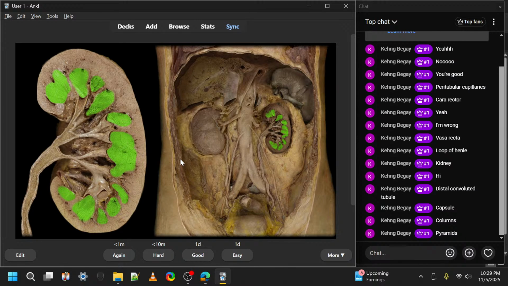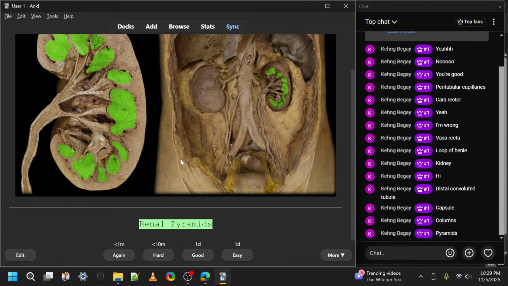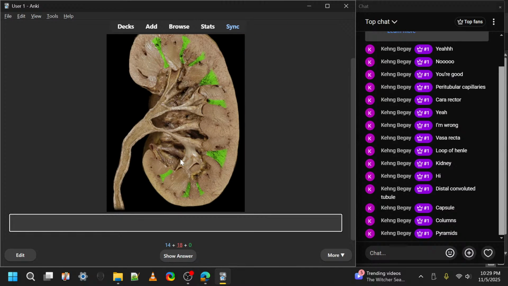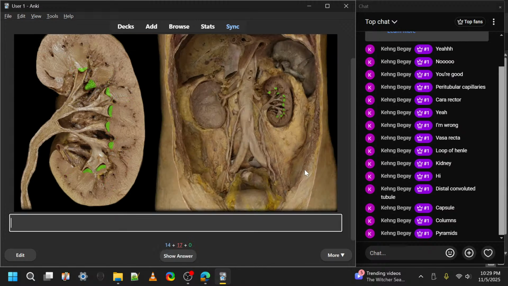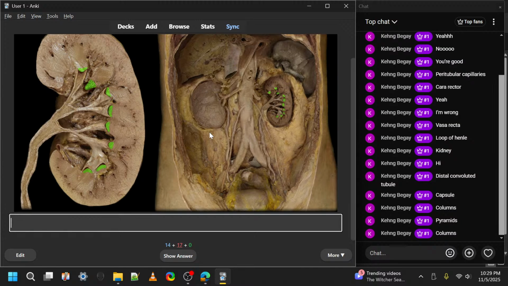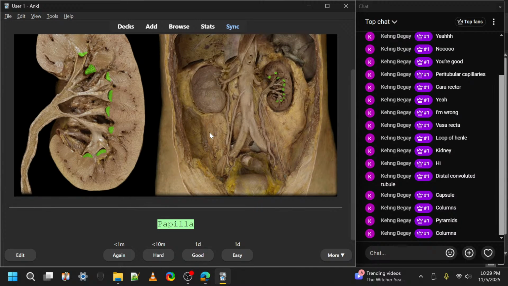You got it wrong, okay. Just kidding, you're doing good. You corrected yourself. These. You're just one question short. The renal columns. These are the renal, or I guess there's the papilla. There we go.